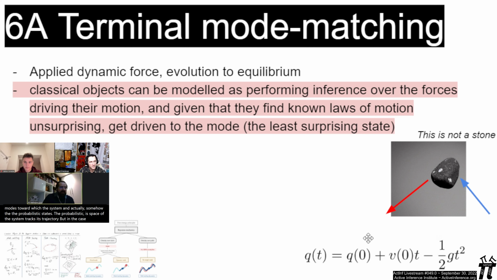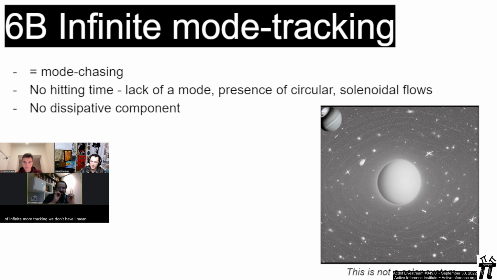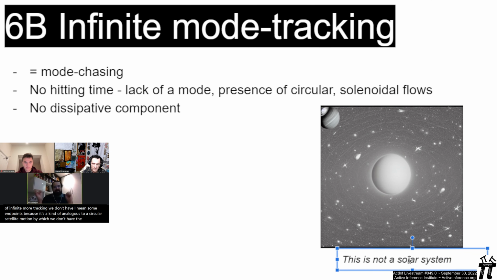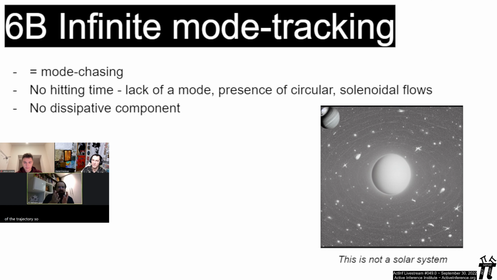But in the case of infinite mode tracking, we don't have endpoints because it's analogous to a circular satellite motion by which we don't have the beginning and the end of the trajectory. So this kind of mode tracking has also been described by an alternative term, mode chasing. So I believe we can elaborate and unpack the details of that with Dalton.